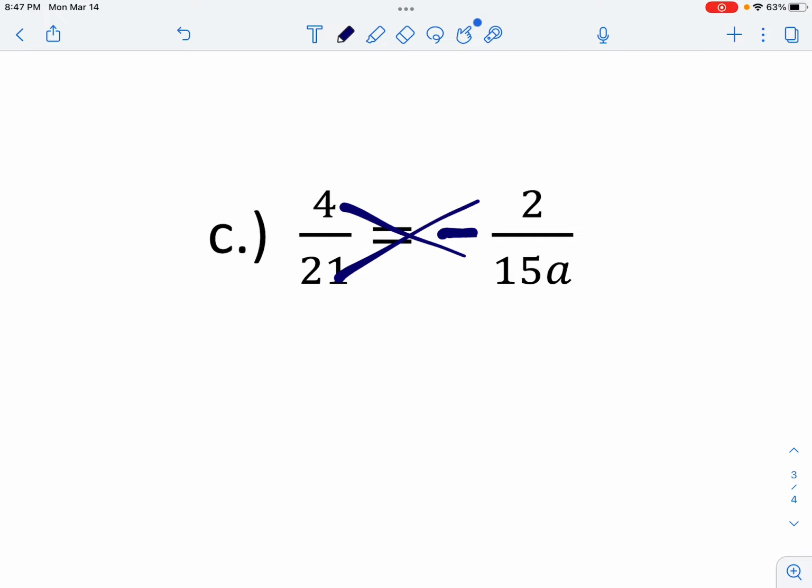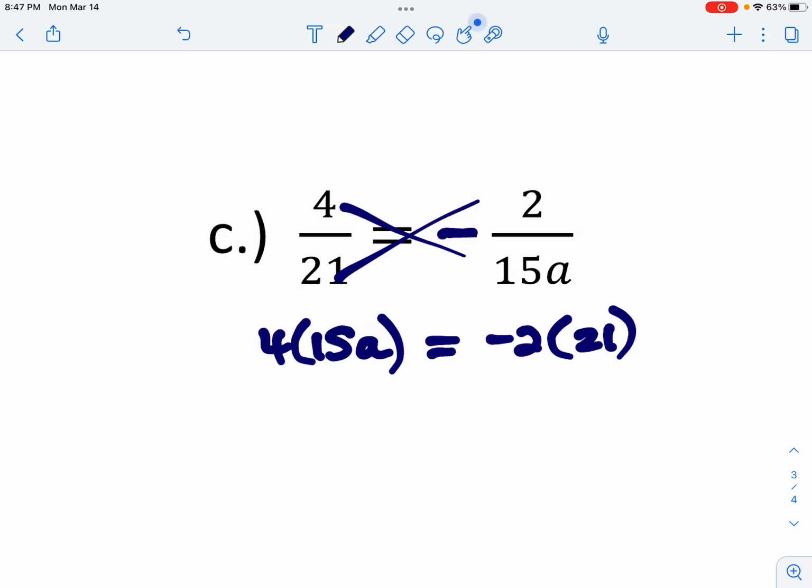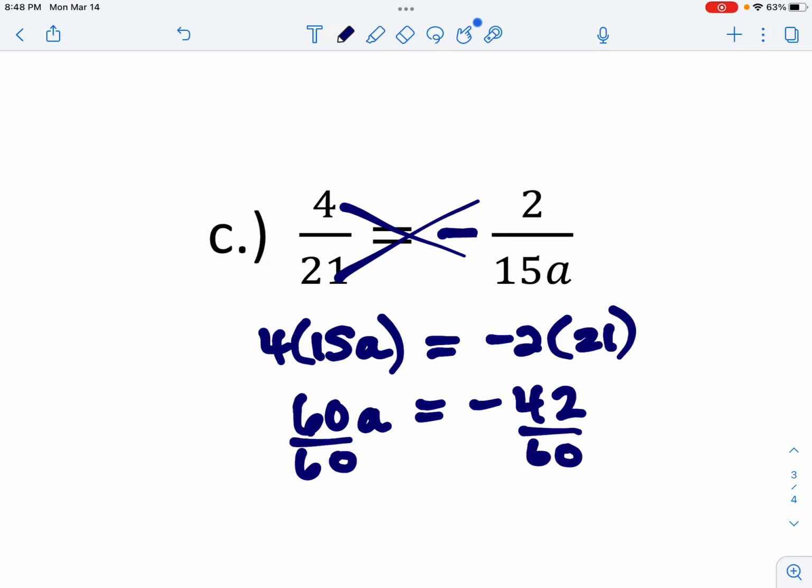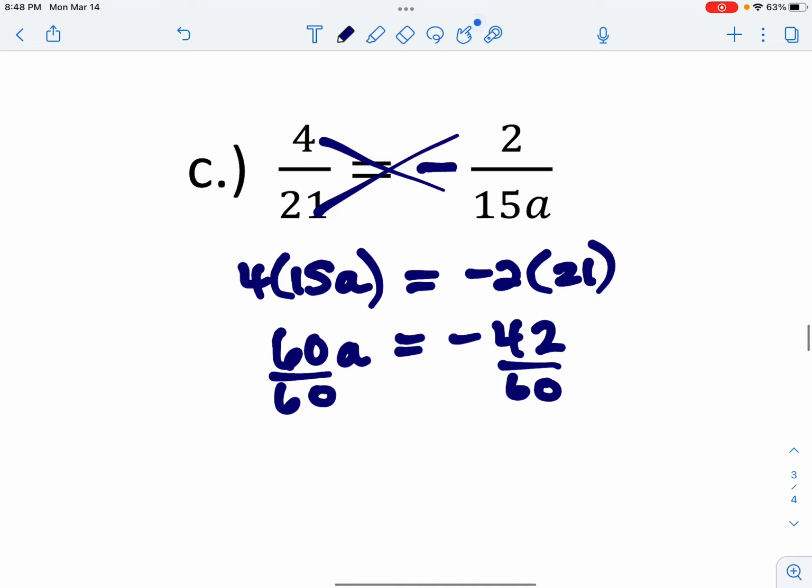So we have 4 times 15a is equal to negative 2 times 21. So 15 times 4 is 60a, which is equal to negative 42. Divide both sides by 60, and then simplify. So a equals negative 42 over 60.